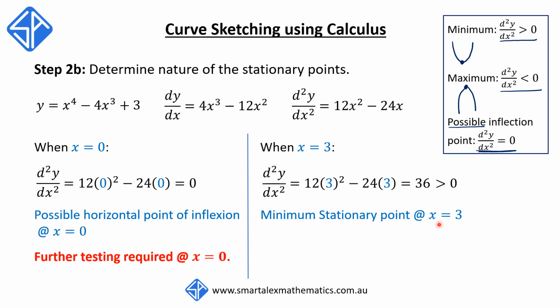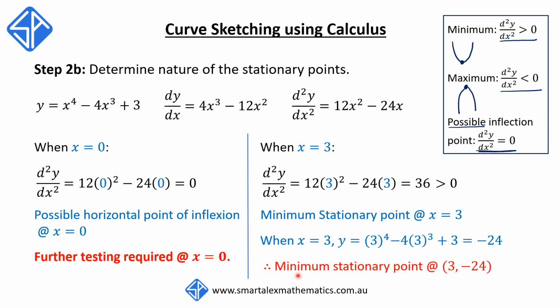And in order to find the coordinate, we're going to sub this value of x is equal to 3 into the equation for y to work out the y coordinate. And when we do this, we're going to get y being equal to minus 24. So therefore, we have a minimum stationary point at 3, negative 24.